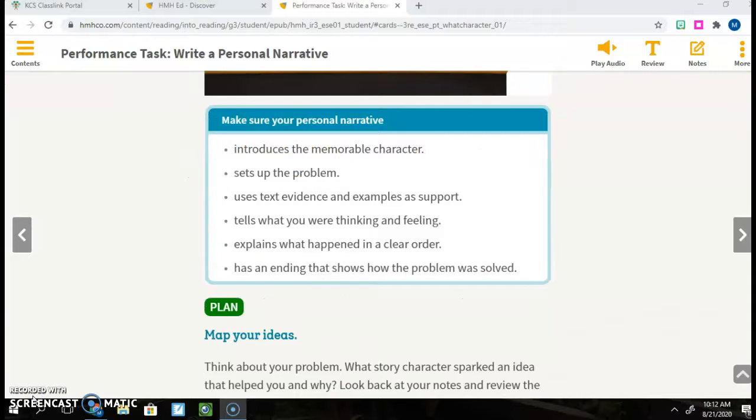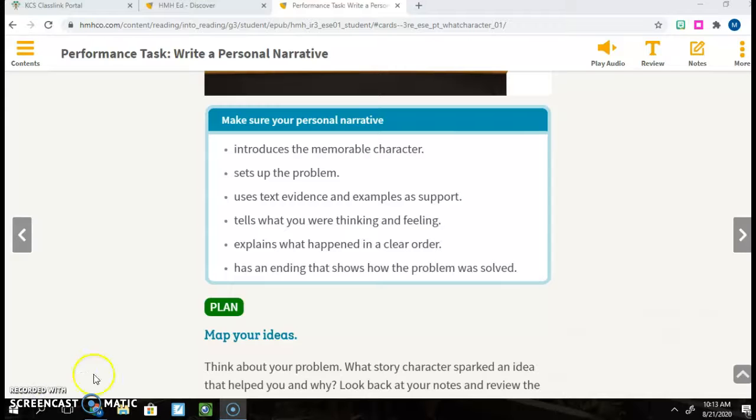When you start to write your personal narrative, make sure it introduces the memorable character, sets up the problem, uses text evidence and examples as support, tells what you are thinking and feeling, explains what happens in a clear order, and has an ending that shows how the problem was solved. This is in a checklist at the bottom of page 102, so you can refer back to it as you need it. And you can even check the boxes when you've included those things in your story.